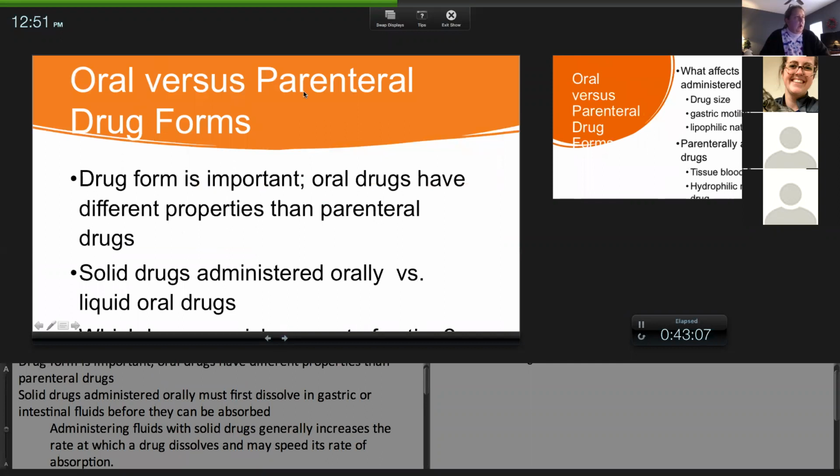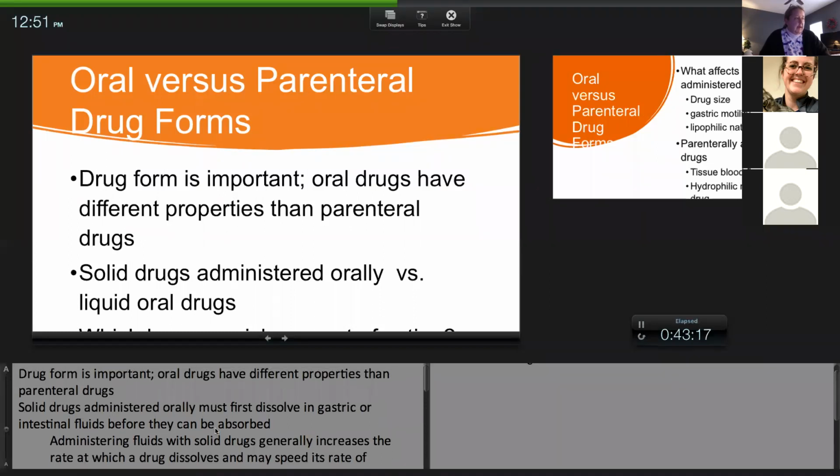Now, oral versus parenteral. So oral is going through the GI tract, versus something given outside of the GI tract. The drug form is important. Like I said, if you're giving something solid, like a solid tablet, it's got to dissolve in those gastric and intestinal fluids before it can get absorbed.